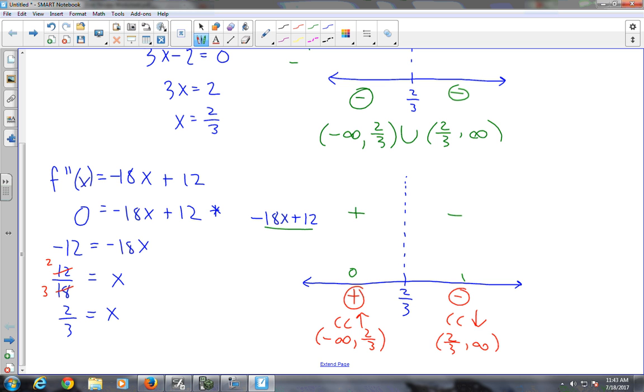Also notice something very important. At 2/3, the graph is changing concavity. It's going from concave up to concave down. There's a bend at 2/3. That means x equals 2/3 is the x value of our inflection point.